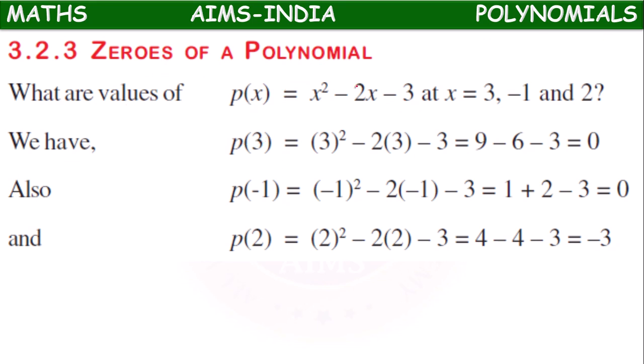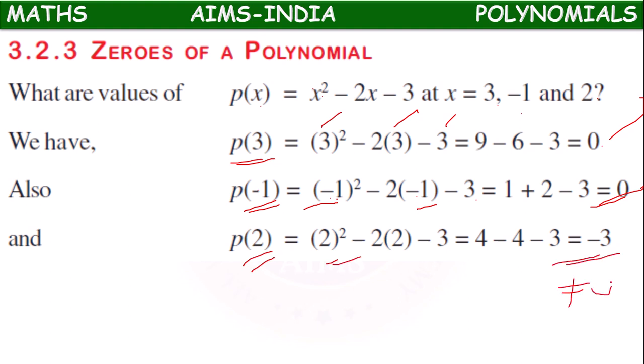At x equal to 3, if we keep 3 in the place of x, the value becomes 0. In the place of x, if we keep minus 1, on the right hand side also for all the terms, then also it becomes 0. Next, if we keep 2, p of 2, then it is not becoming 0.